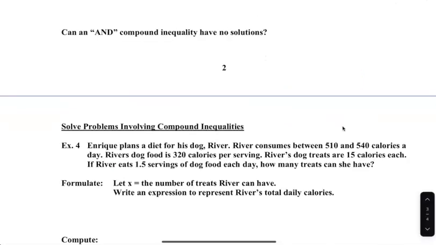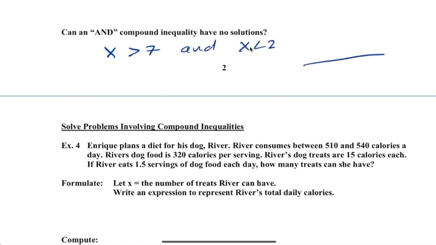Can AND compounds have no solutions? Let's answer that quickly. If you have an AND statement, could you have no solution? You can. Let's say we've said x is greater than 7 and x is less than 2. So if you're going to graph that, here's 2, it's going that way. Here's 7, it's going that way. There is no overlap. So that would be no solution.